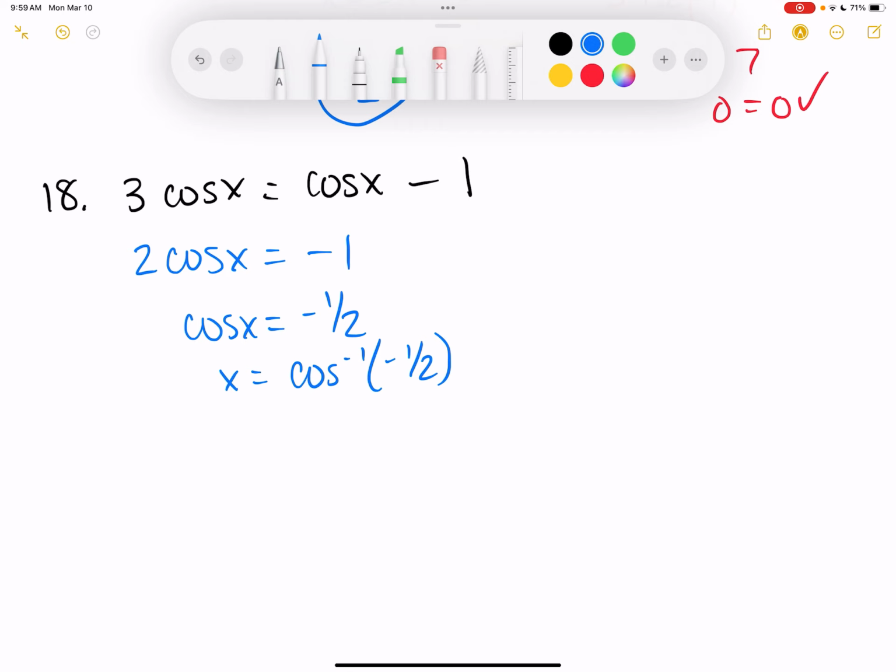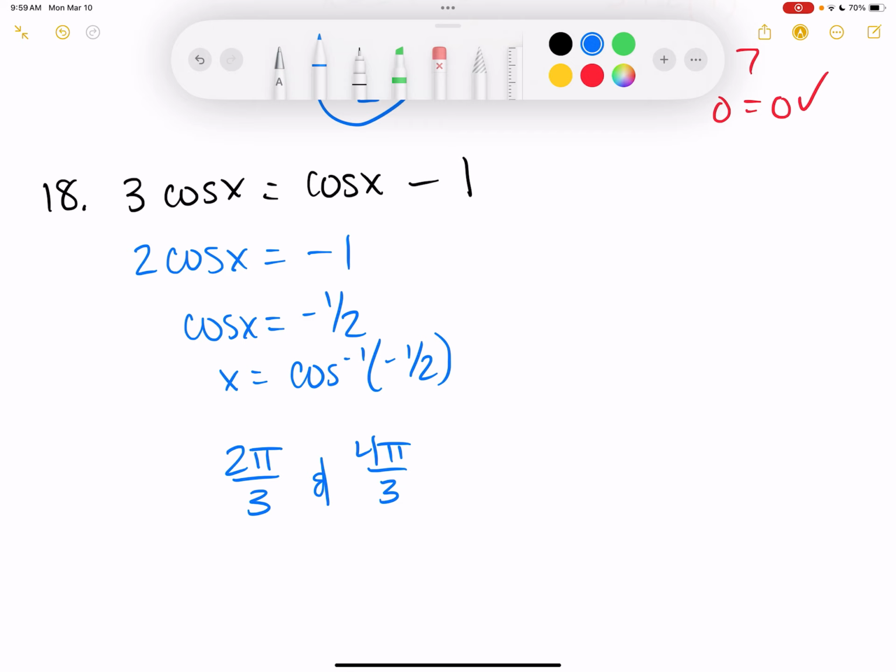When x is... No, it should be 120 degrees. We're looking at 2 pi over 3. Yes, 2 pi over 3. What else? 4 pi over 3. 2 pi over 3 and 4 pi over 3. These are the two spots where it is equal to negative 1/2.